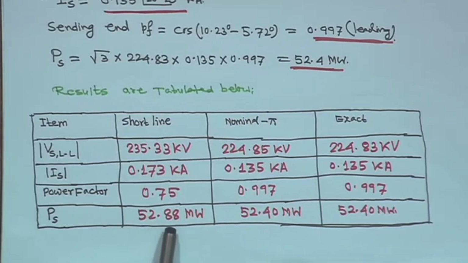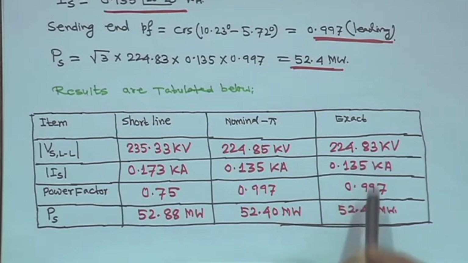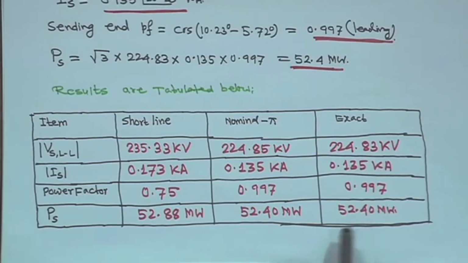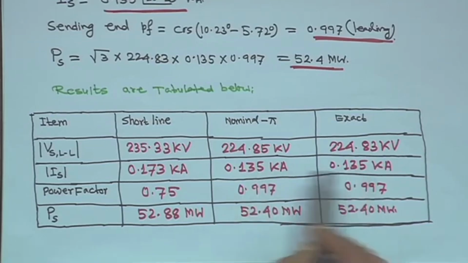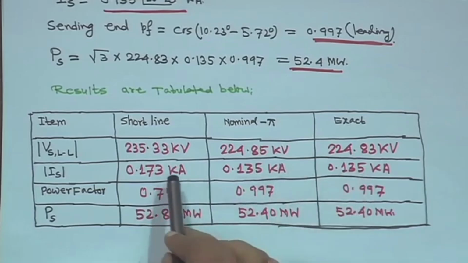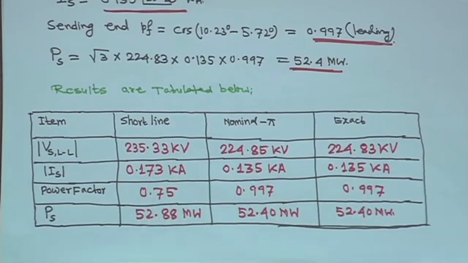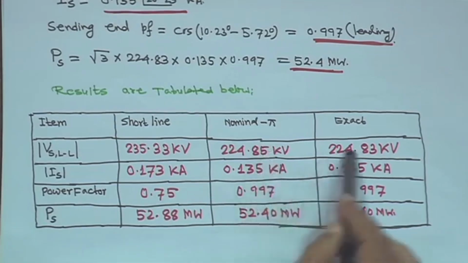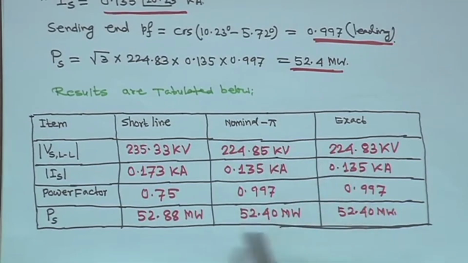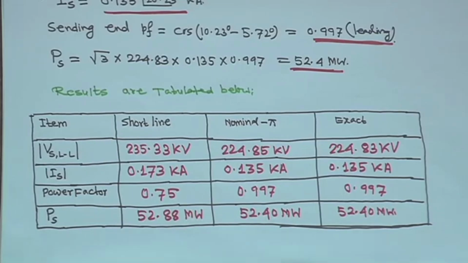For the short line case, the sending end power is 52.88 megawatt, but in the case of nominal pi and the exact method it is slightly less, 52.4, here also 52.4, because of that reactive current injection. As I told you, the current magnitude is less. So this current is slightly less, and this is a little higher. That means the line loss for the nominal pi or exact method will be slightly less compared to the short line consideration.